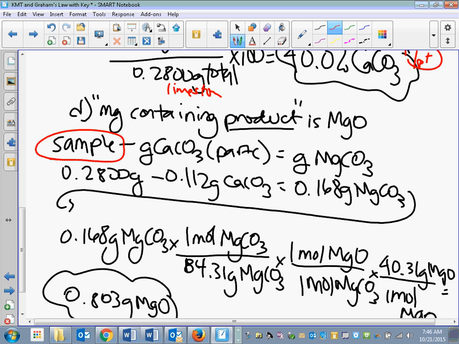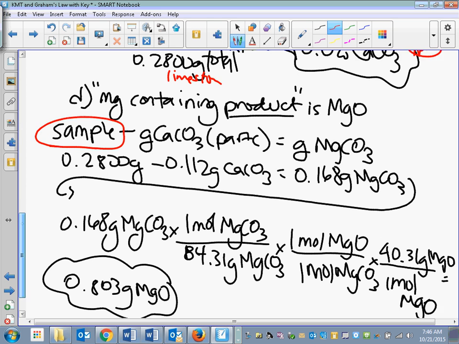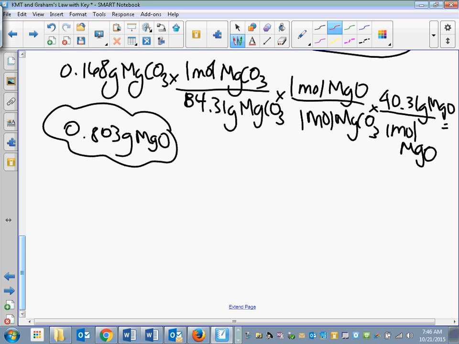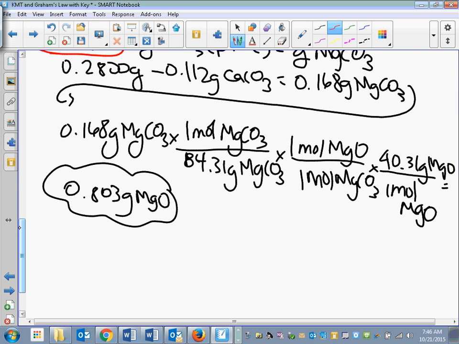From that original sample, you should be able to figure out how much magnesium carbonate was present there. Well, that's subtracted. You get 0.168 grams magnesium carbonate, and then your job was to get to the magnesium containing product. In that case, it was magnesium oxide, so molar mass, mole ratio from BCE, and then molar mass again for magnesium oxide, you got 0.8803. So points on this one. You got 1 point for subtracting to isolate the magnesium carbonate, and then 1 point for your process to get to magnesium oxide.